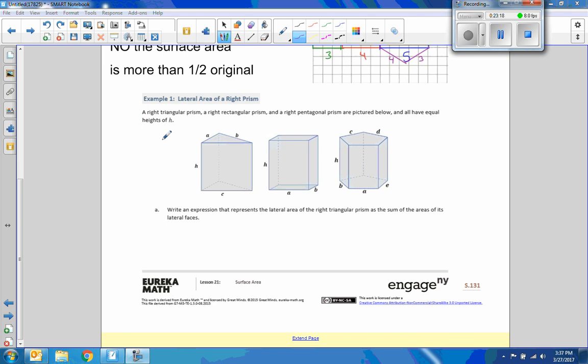what word have we not seen before? Write an expression that represents the lateral area. Lateral means side. They don't mean the base on top or the base on the bottom. So if you see this triangle down here, that's the bottom. We aren't going to count that. And if we see this triangle up here as the top of this, we aren't going to count that.